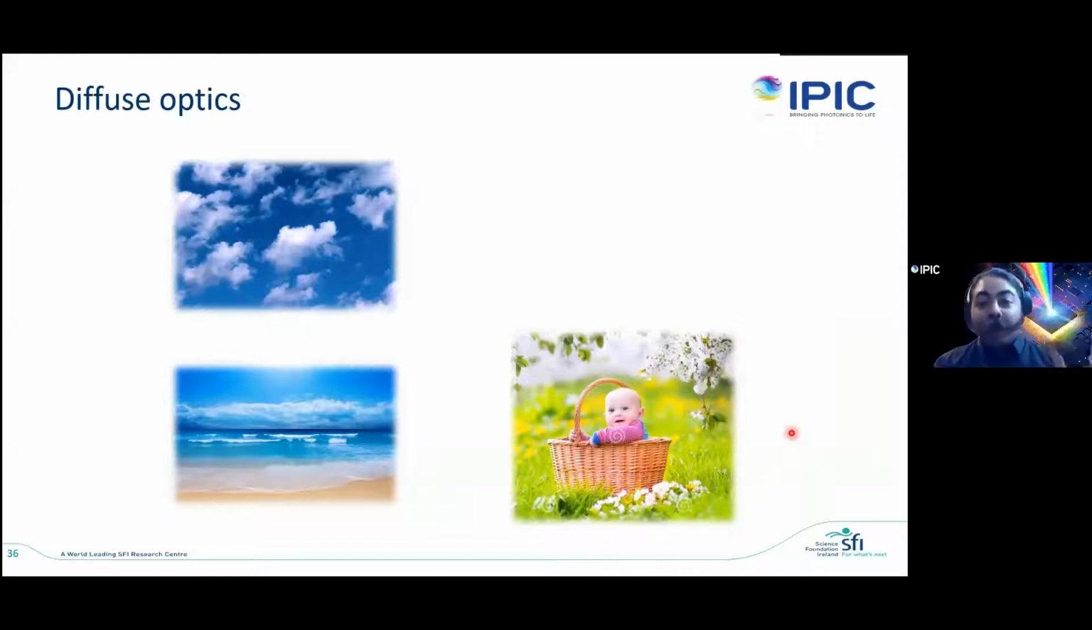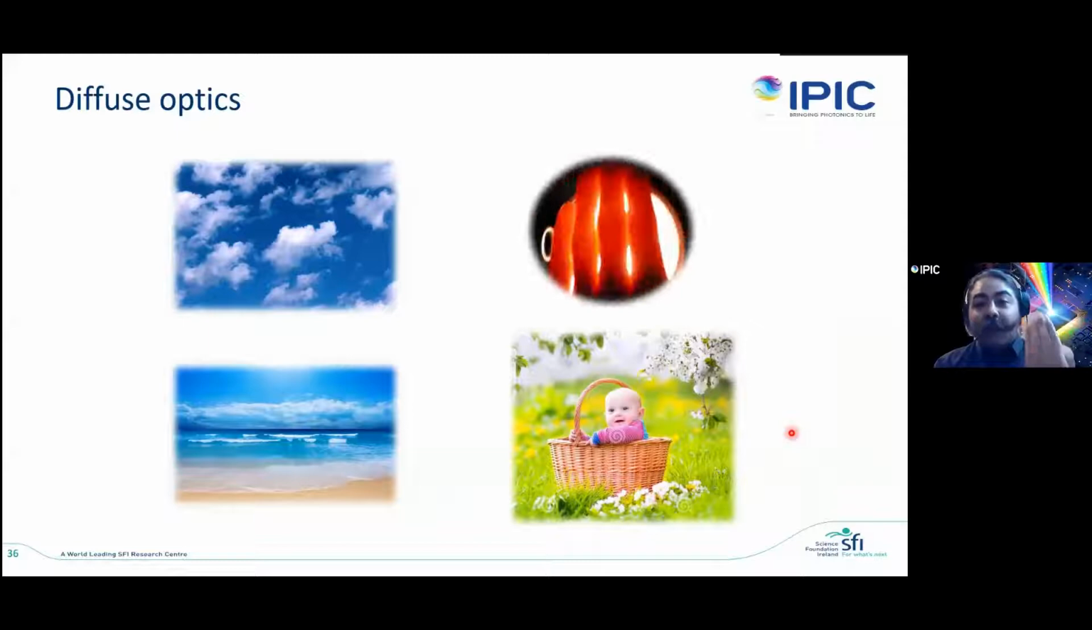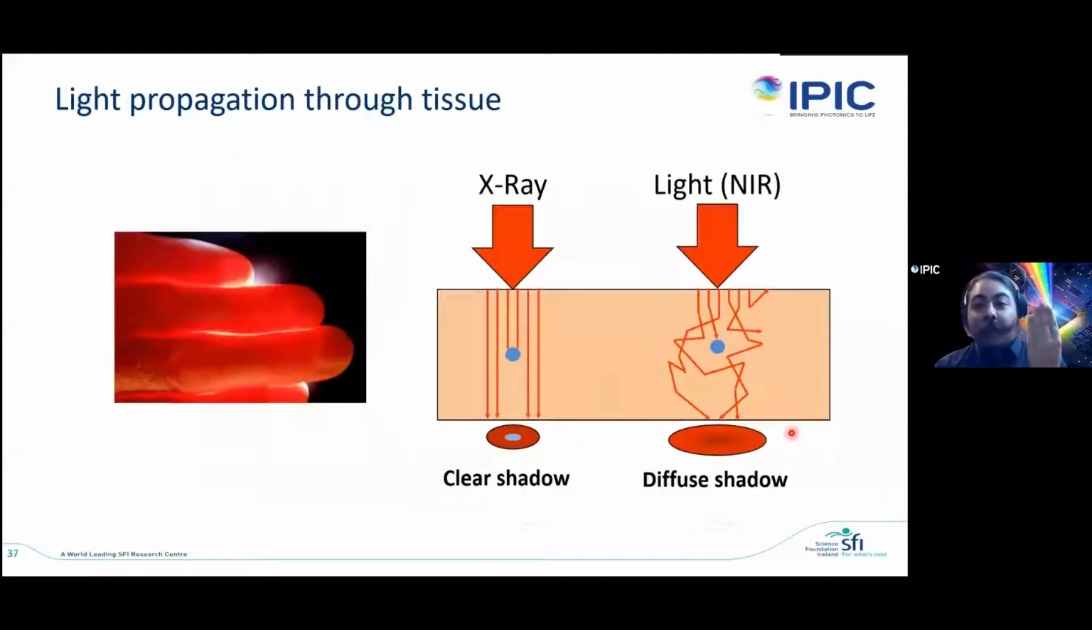So we can see a very easy example when we just put our hand in front of a flashlight. In that case, we don't see our bones like in X-ray imaging, right? The light doesn't go straight so that we can see the bones directly, but the light goes all around the bones, and we see just the diffuse shadow of them, which is not really clear where they are located.